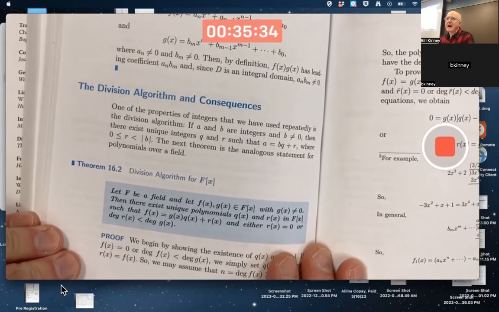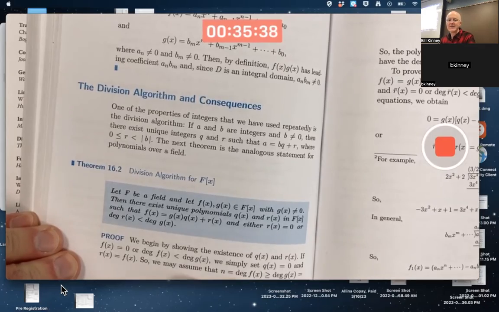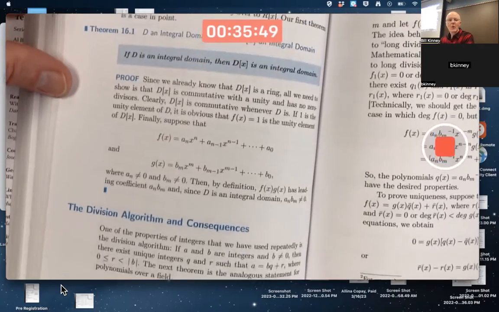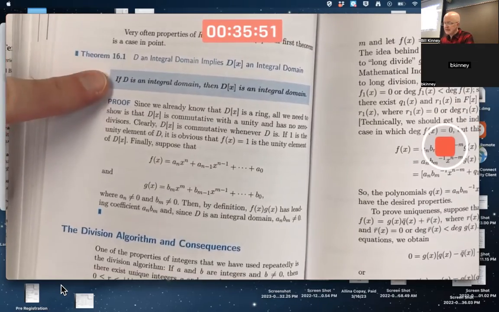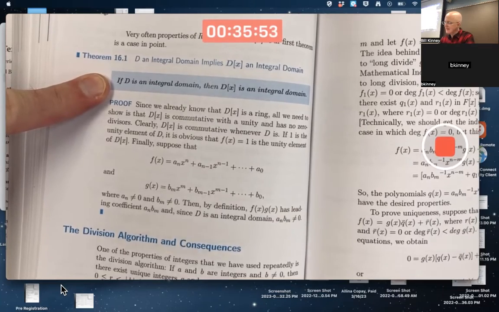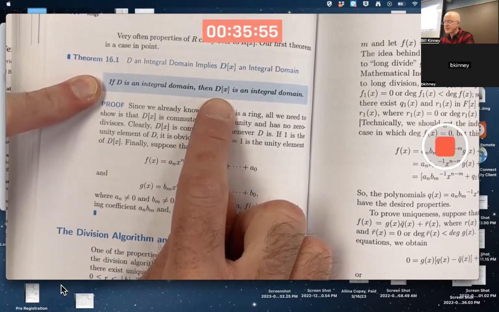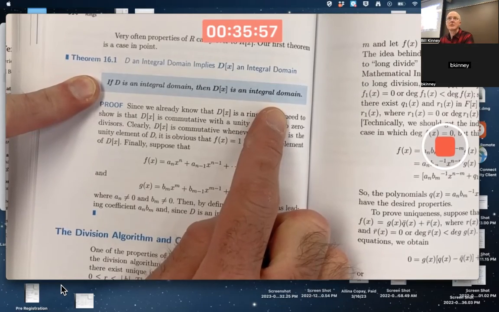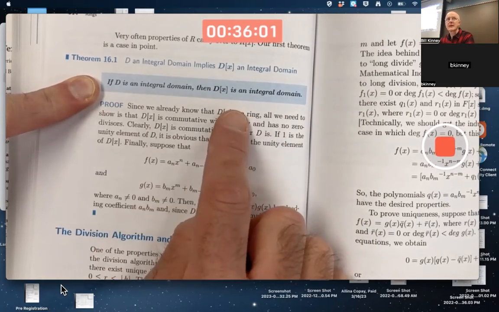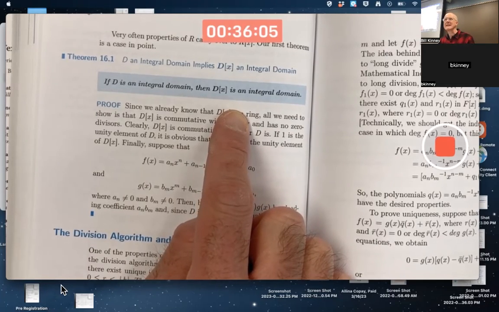Chapter 16 is about polynomial rings. Let me just quickly summarize the main facts of chapter 16. One big theorem is this one. If D is an integral domain, then the ring of polynomials with coefficients from D is also an integral domain, no zero divisors. If D doesn't have any zero divisors, then this ring of polynomials will not have any zero divisors. I hope that makes some intuitive sense.